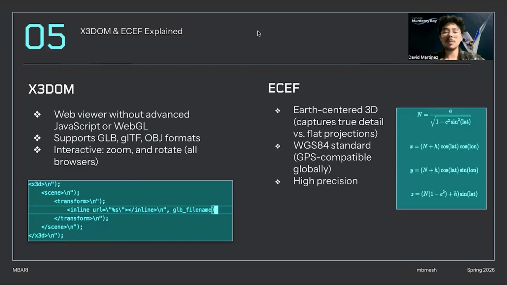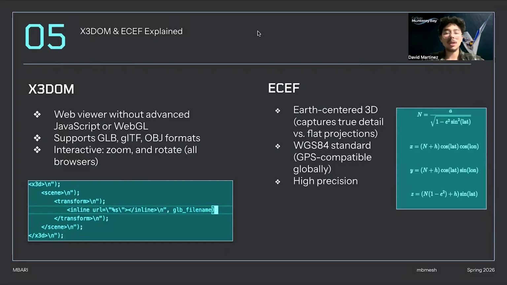X3DOM, pronounced as X freedom, is an open source JavaScript framework that brings interactive 3D graphics to a web browser using simple HTML text, no plugins, no complex coding needed such as JavaScript or WebGL. We use it to be able to visualize a GLB file that was created by mbmesh.